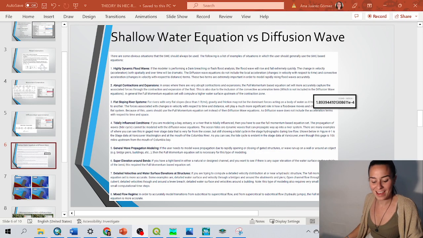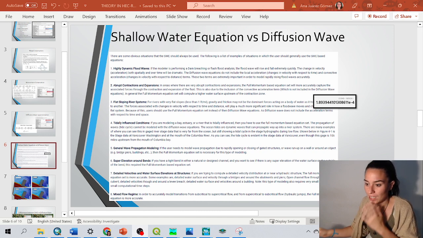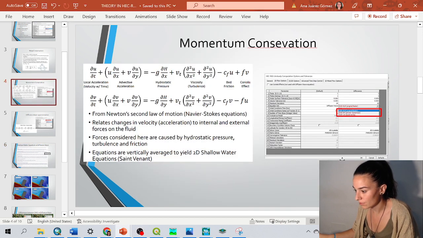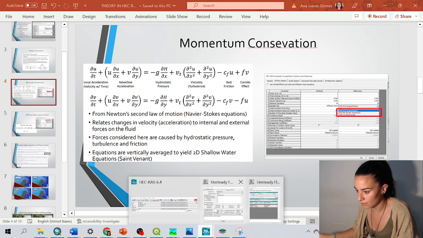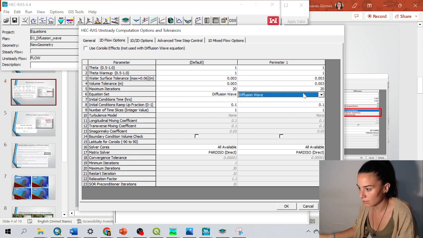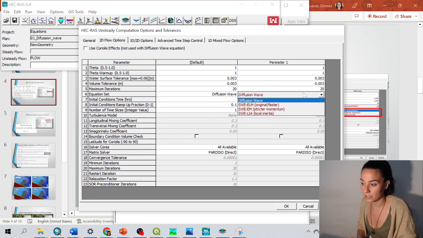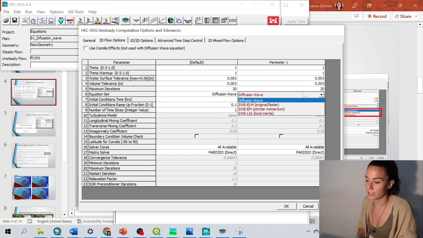Hello, I'm going to talk today a bit deeper on the equation set in HEC-RAS. We already talked in a video of theory 2D in HEC-RAS, but today I want to go a bit deeper. So we know that in HEC-RAS we have different equation sets that we can see here. There are diffusion wave, shallow water equation original faster, the stricter momentum, and local inertia.